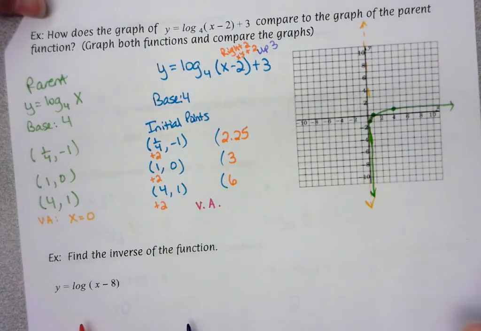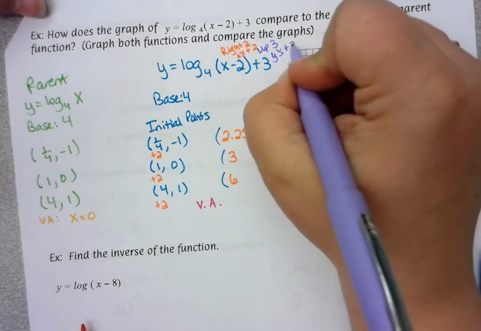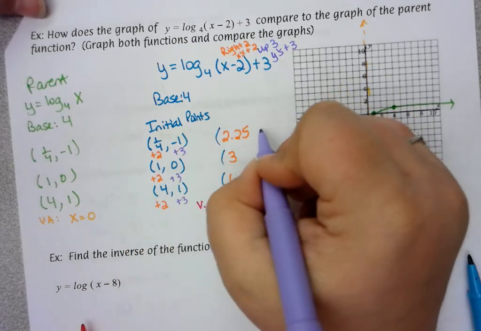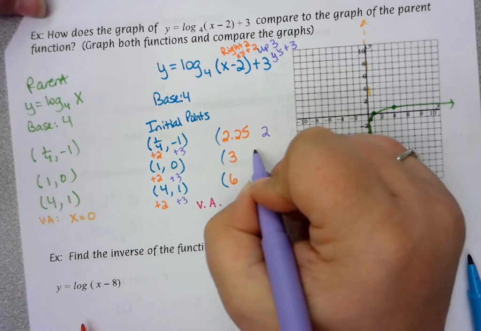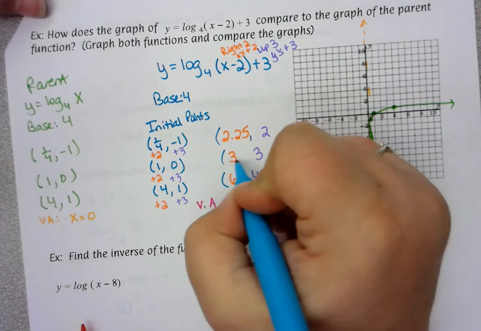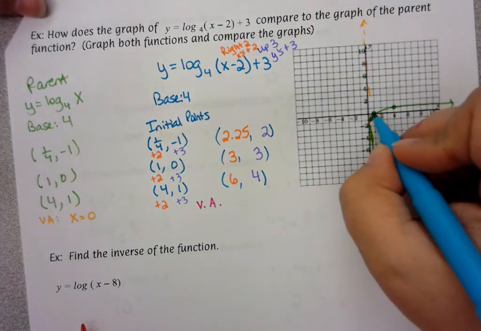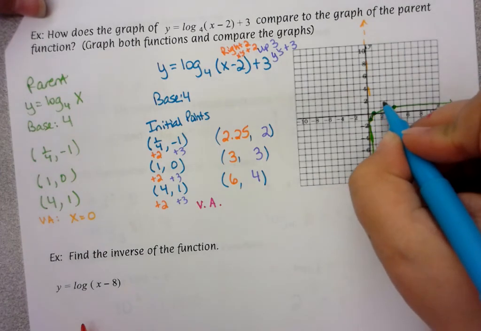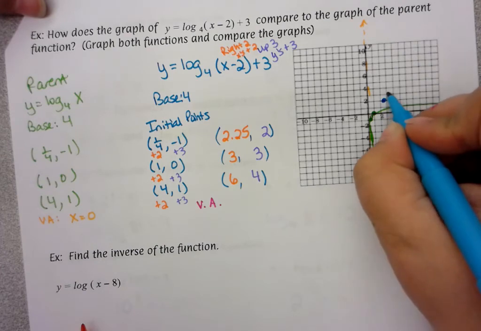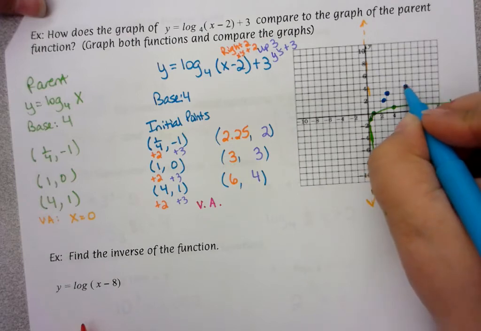Then on my y values, I have shifted that up 3. So I'm going to take all my y's, and up 3 would be a positive direction. So I'm going to add 3 to all these. -1 plus 3 is 2, 0 plus 3 is 3, and 1 plus 3 is 4. So these are my new points that I'm now going to graph. So I'm going to go right 2.25, up 2. Right 3 and up 1, 2, 3. Right 6 and up 1, 2, 3, 4.